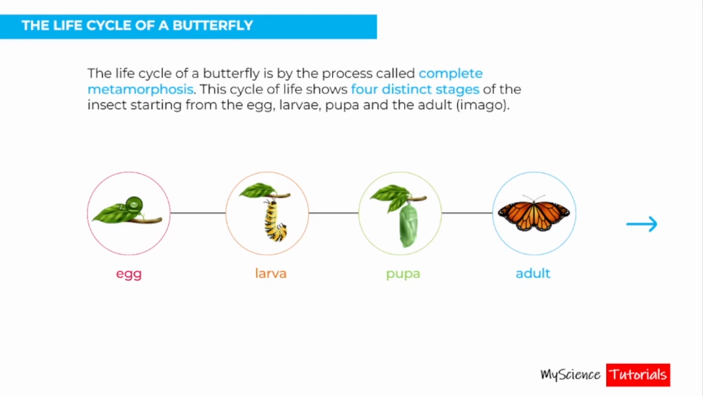So the life cycle of a butterfly is a process called complete metamorphosis. This cycle of life shows four distinct stages of the insect, starting from the egg to the larva to the pupa and the adult. So as we can see in the pictures over here, we have the egg over here, which is on the leaf. Then we have the larva over here, which is the second stage. Then it pupates to form the pupa, which we can see on the third stage over here. And then the last stage is what we are calling the adult or the full-grown butterfly.